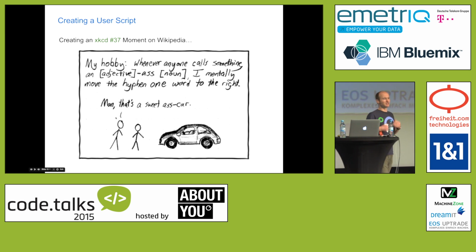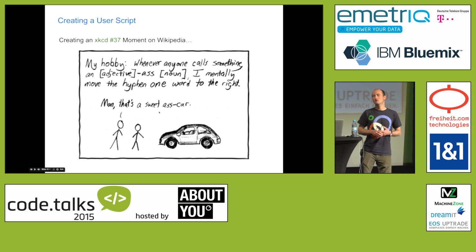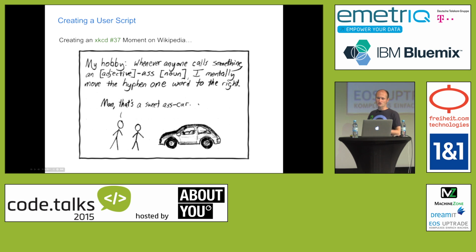So let's write a super simple user script that does just that. That creates an XKCD 37 moment on Wikipedia. You can see this is XKCD 37, one of the earliest. I'm a huge XKCD fan. You can see these were still drawn on regular paper, and he scanned them in and put them on his homepage.